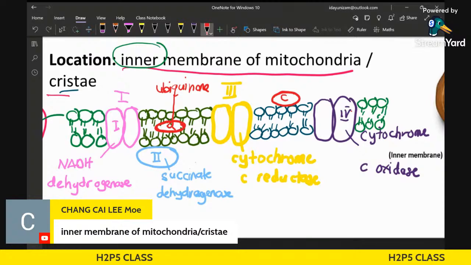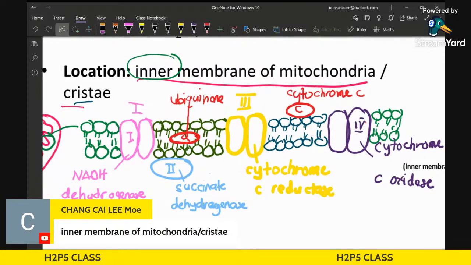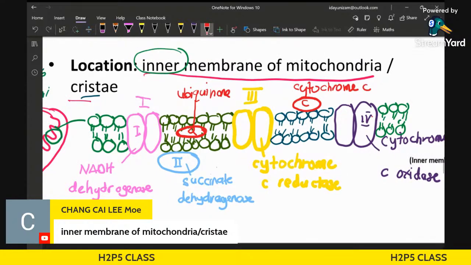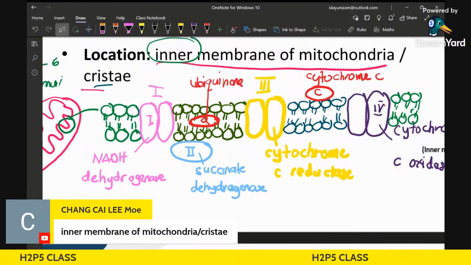C-Y-T-O, cytochrome, C-H-R-O-M-E, cytochrome C. See? So altogether there are 6, right, class? Okay, there are 6. So this is the whole thing, what we call what, class?